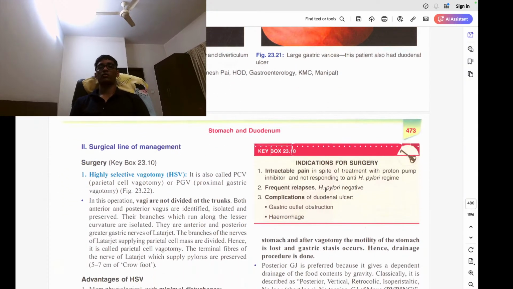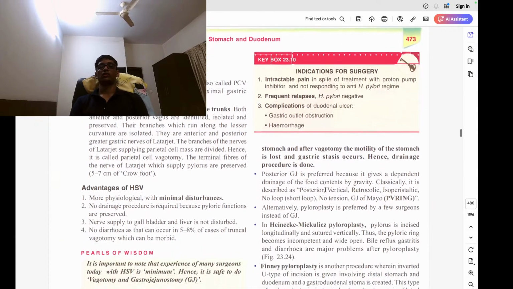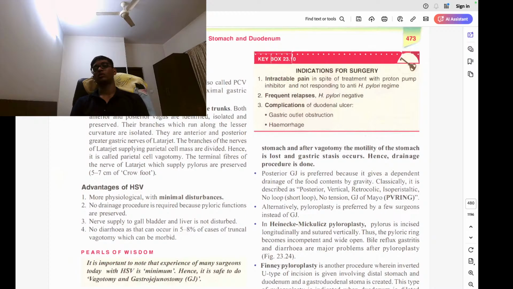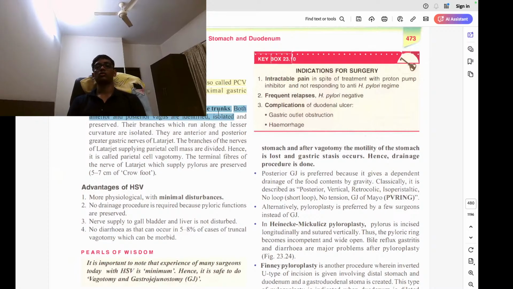So the surgical line of management: you have surgery which is highly selective vagotomy. It is called PCV, parietal cell vagotomy, or PGV, proximal gastric vagotomy. All of these are important. In this operation, we do not divide the trunks. Both anterior and posterior vagi are identified, isolated, and preserved. The branches that run along the lesser curvature are isolated.